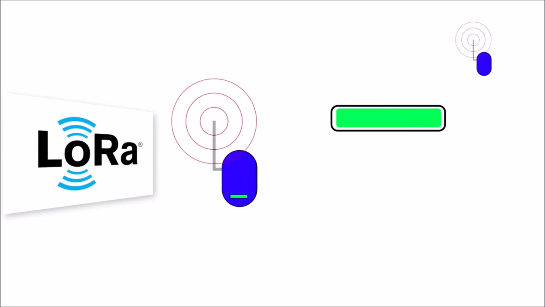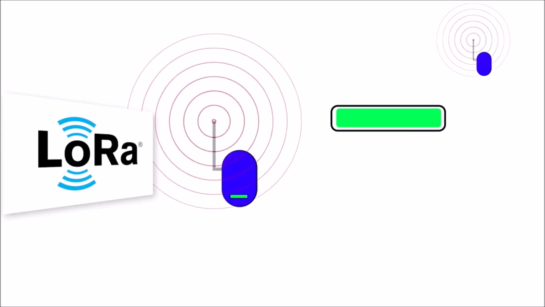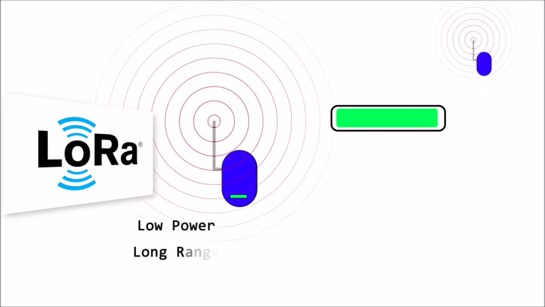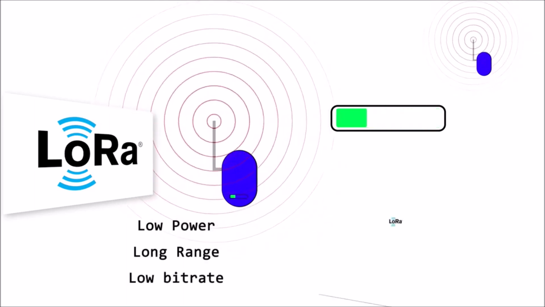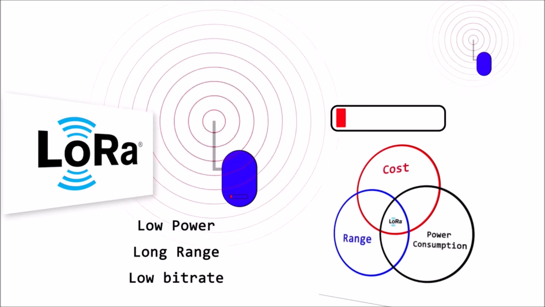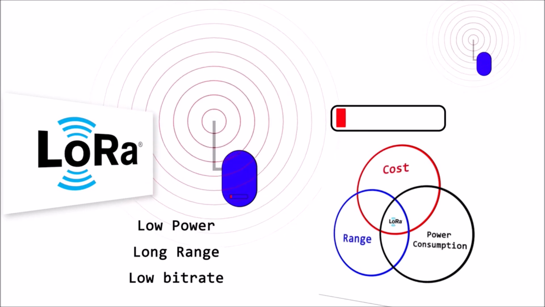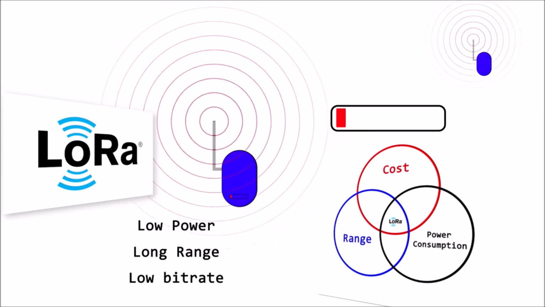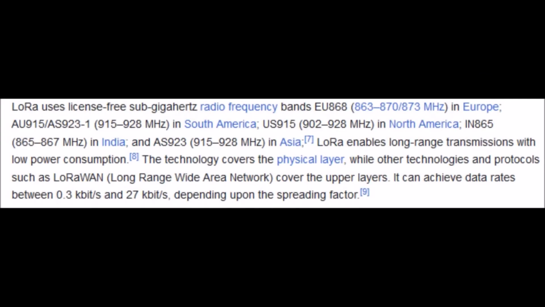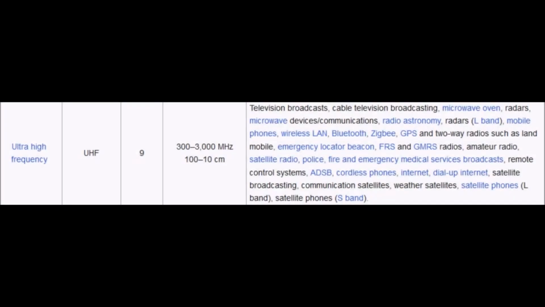LoRa stands for long range, and it's a relatively new communication standard targeting low power, long range, low bitrate communication. So it's really finding applications in Internet of Things, remote sensors, anything that requires low power consumption and a moderate to low bandwidth. LoRa is in the ultra-high frequency UHF radio bandwidth, between 860 to 930 megahertz.